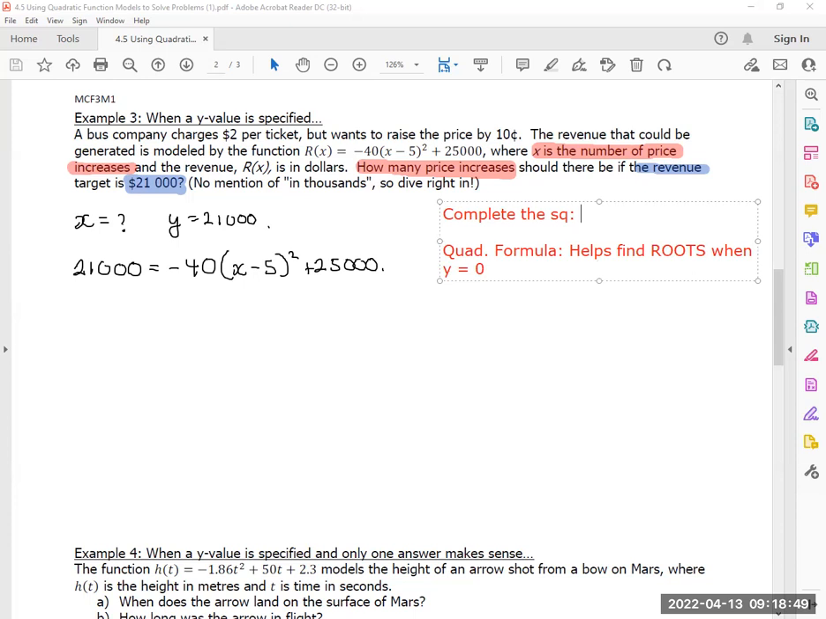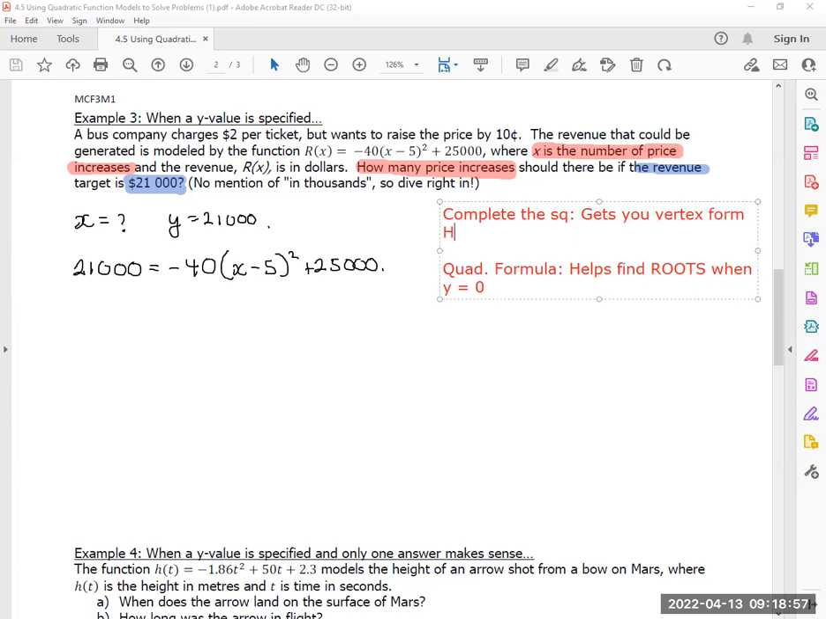Completing the square actually gets you vertex form. In other words, it helps find the vertex. So the question is, do I need the vertex here? Are they asking for the maximum or the minimum of something? No, it didn't mention anything about maximum or minimum. They want a specific x value. So this is what the quadratic formula could help you with, right? It helps find roots when y equals a specific value.